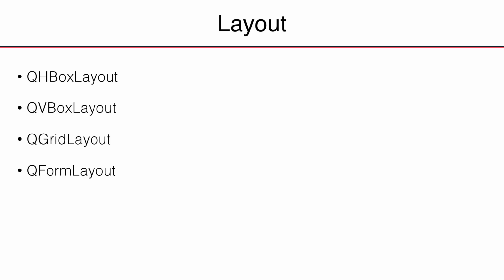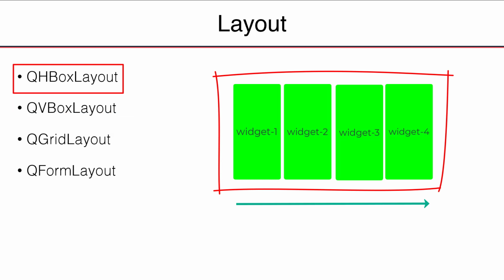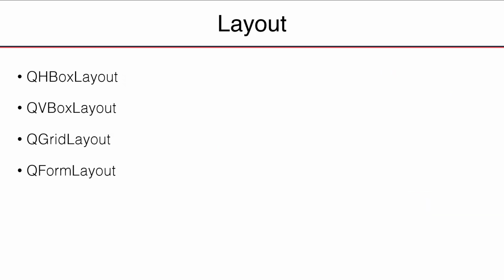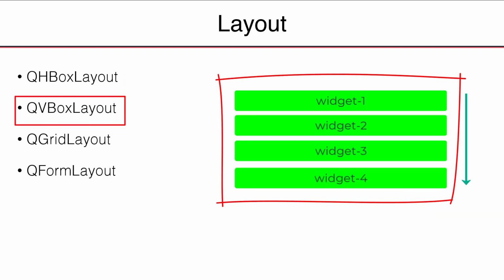There are four types of layouts that PyQt can offer you: QHBoxLayout, QVBoxLayout, QGridLayout, and QFormLayout. QHBoxLayout and QVBoxLayout are both derived from QBoxLayout, a very basic layout engine that simply divides the parent into horizontal or vertical boxes and places the widgets sequentially as they are added. QHBoxLayout is oriented horizontally and widgets are placed from left to right. QVBoxLayout is oriented vertically and widgets are placed from top to bottom.